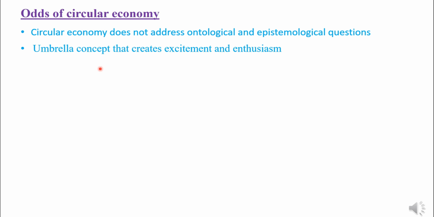Then it also says that circular economy is an umbrella concept that creates excitement and enthusiasm. When you read about such an idea, it is an ideal condition, that each material which has been applied comes back and is reutilized. It is an ideal concept, and hence it creates excitement and enthusiasm at the level of papers, when it is being talked about. But when you go in the field and try to apply it, you face a lot of challenges.